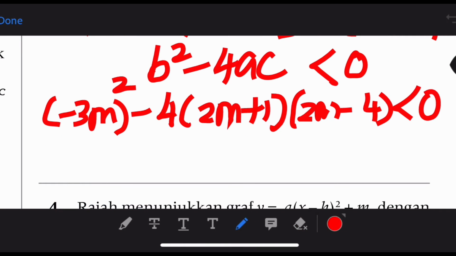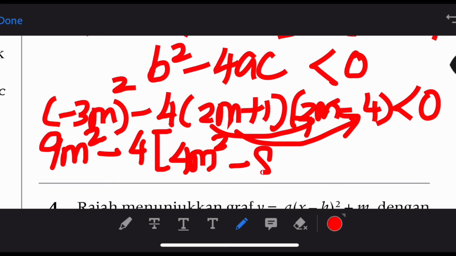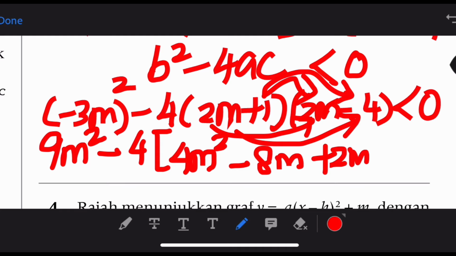Especially those Form 4 students, I hope you managed to finish your exam. So normally we'll expand the bracket first. 2m and 2m will be 4m square, and then minus, be careful, and then plus 2, right? And then minus 4, right? Close the bracket, less than 0.